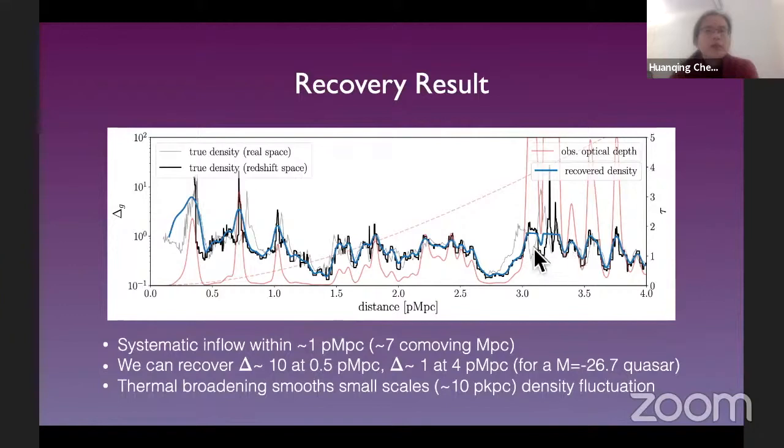But if we are further away from the quasar, the radiation field drops, so there are more saturated pixels. For example, here we cannot recover the density field. And in fact, if we assume that we can only measure the optical depth up to 5, then in this region above this dotted line, we can only place a lower limit on the density field. And the last point is that the thermal broadening will smooth the small scale spectra.